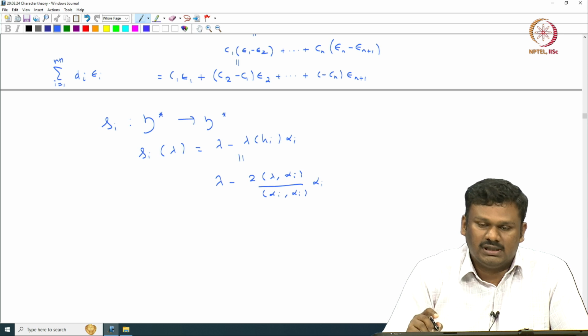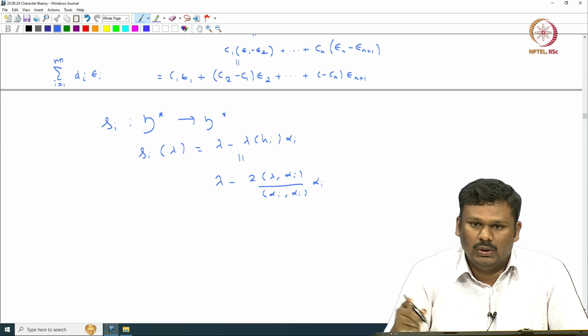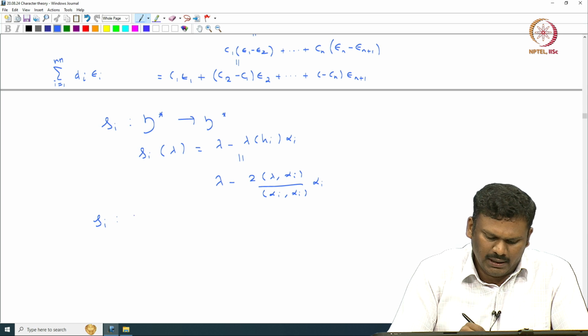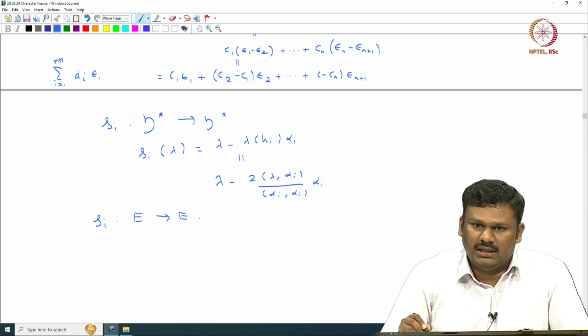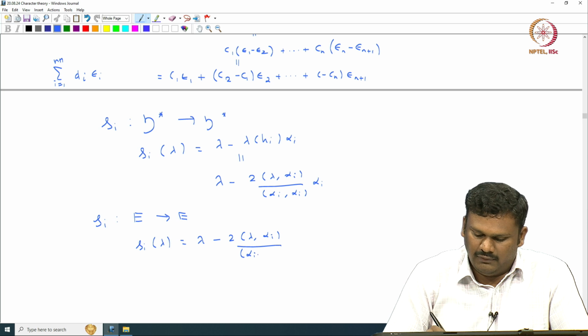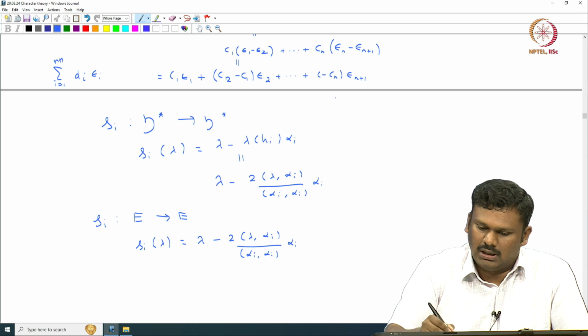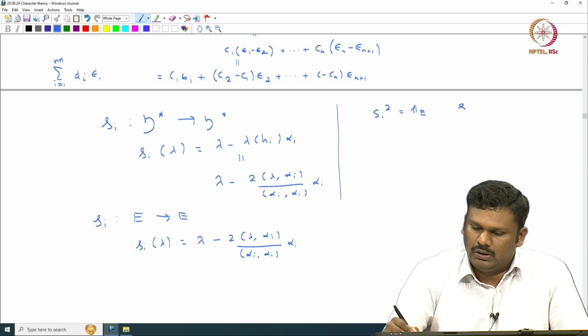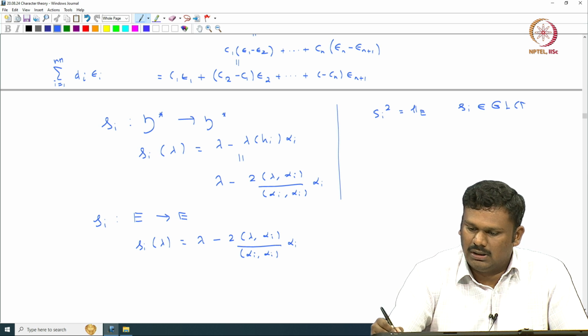So, it makes more sense to consider these reflections in the Euclidean space. We will define a similar operator on this E. Again we call it s_i. Basically we are taking the restriction of these operators to E. These operators are defined by the same formula: s_i of lambda equals lambda minus 2 (lambda, alpha i) divided by (alpha i, alpha i) times alpha i. It is not hard to see that s_i squared will be the identity on E. So, in particular the s_i are all invertible operators on E.